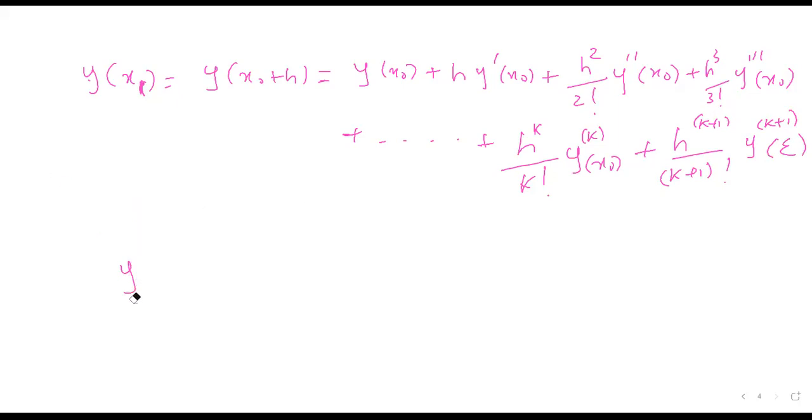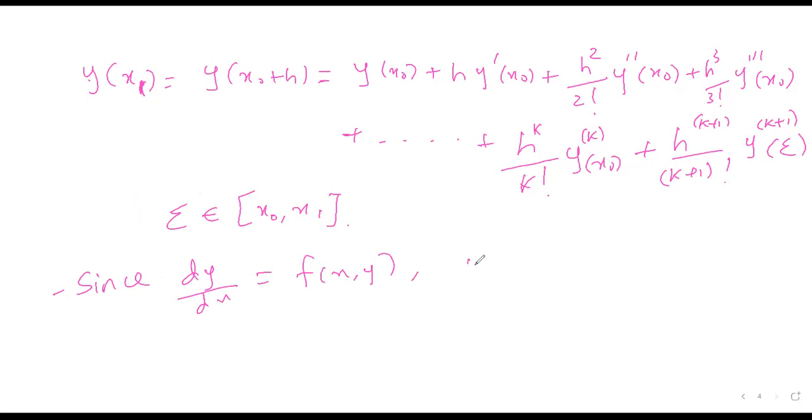Let's write down nicely. So epsilon also belongs to x naught comma x1. All right. Now, next point. Since dy over dx is equal to f of x comma y, and then y dash of y, give me a second.